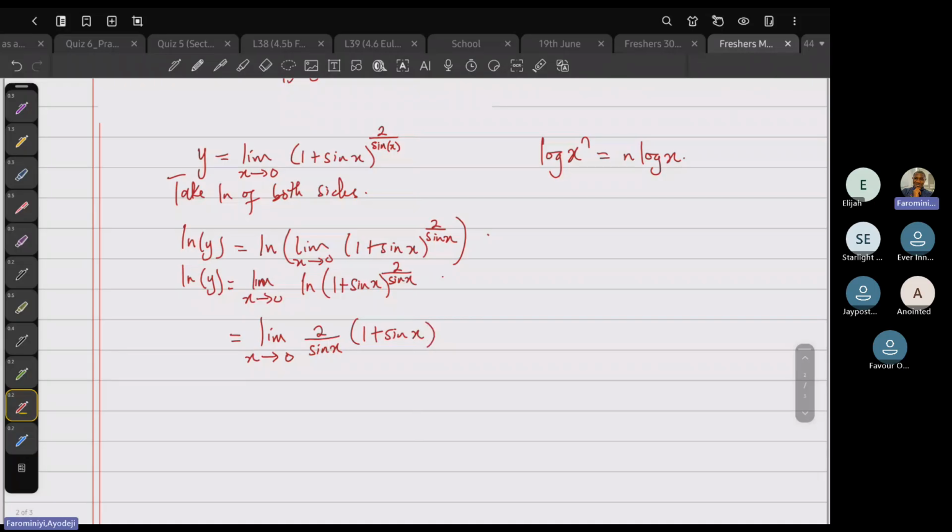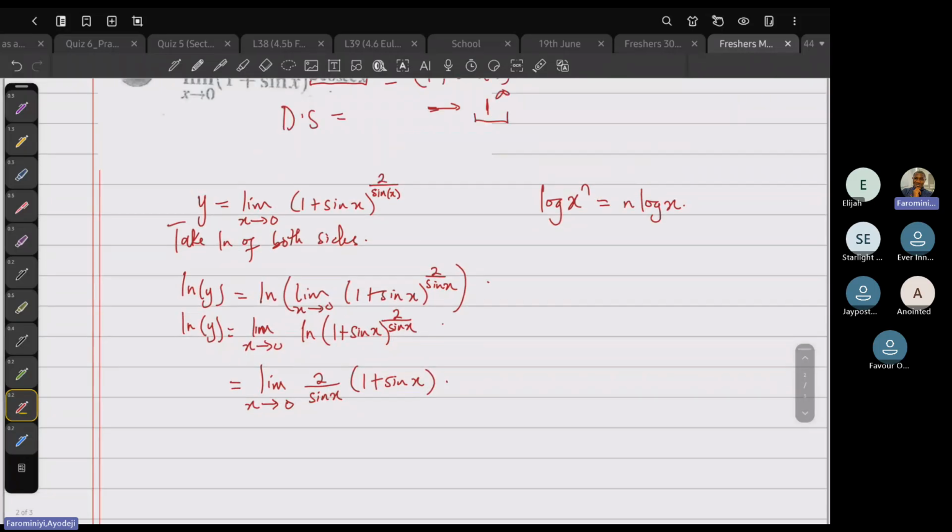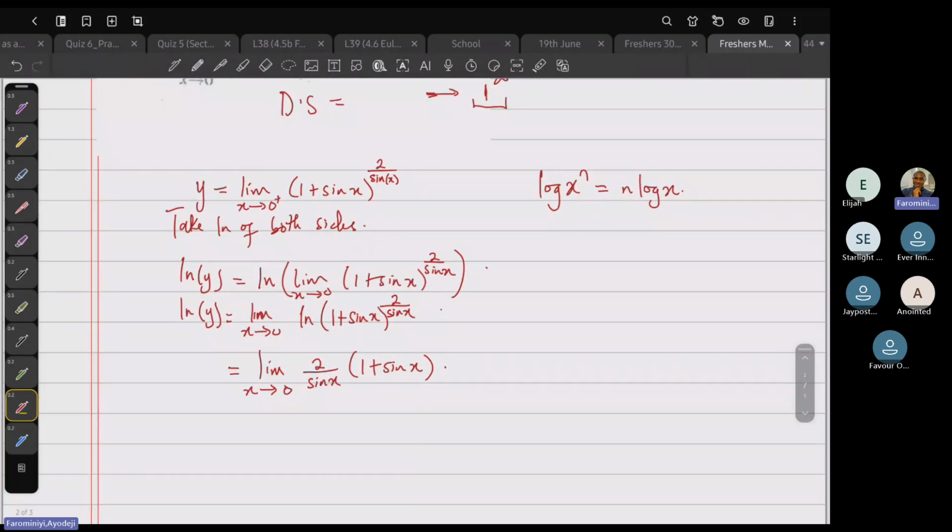Ordinarily, I think for this question to make sense, it ought to actually be 0 from the right. Otherwise, there will be a technical problem. So when we look at this, it's actually just that solved itself, because I don't think there is going to, oh, I'm forgetting the logarithm. So this should be 2 over sine x, the natural log of 1 plus sine x.